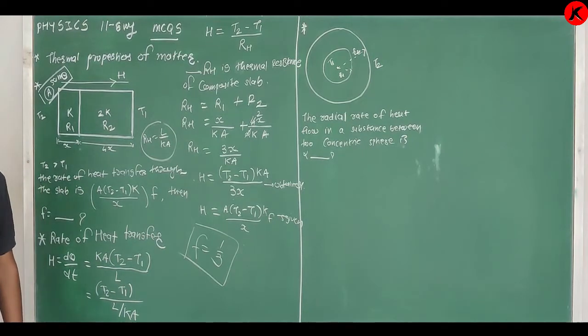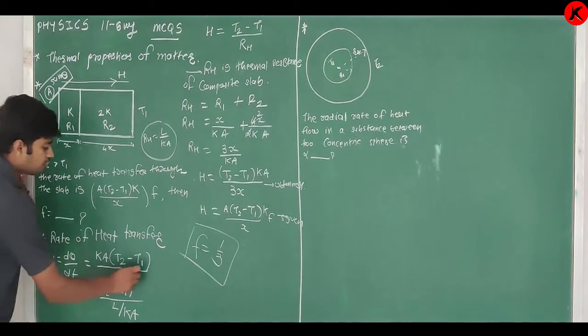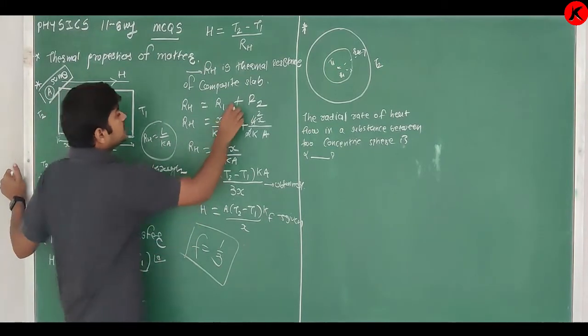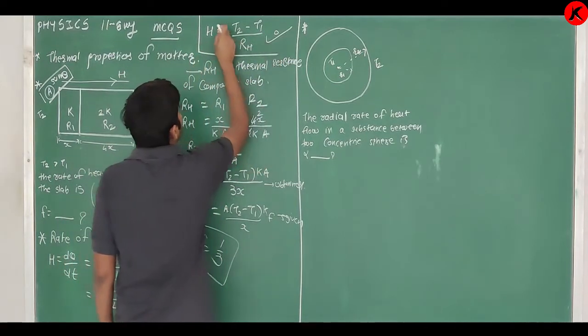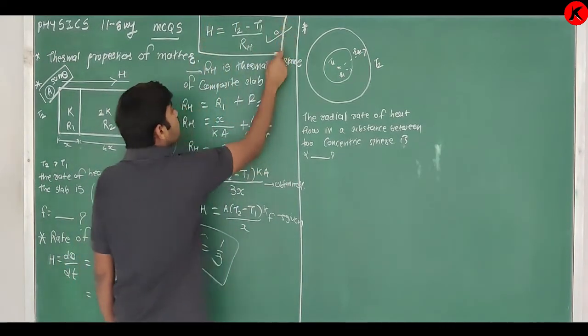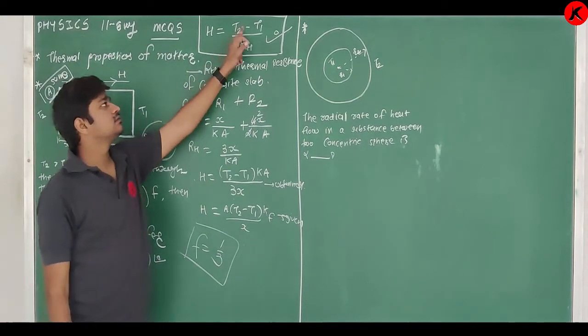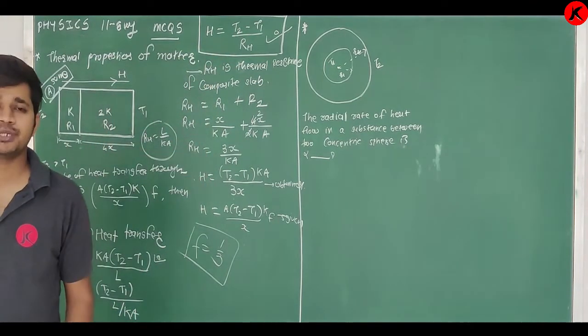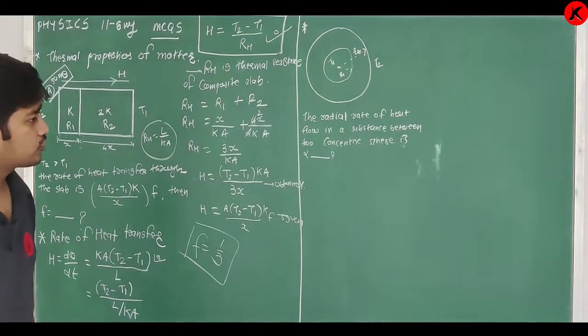Simple. So for heat, you can remember this equation, or to solve such questions regarding composite slabs, you can also remember this equation: H is equal to T2 minus T1 upon RH, where RH means the total resistance between these two temperatures. Simple. Any doubt?